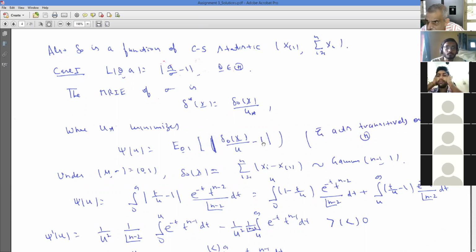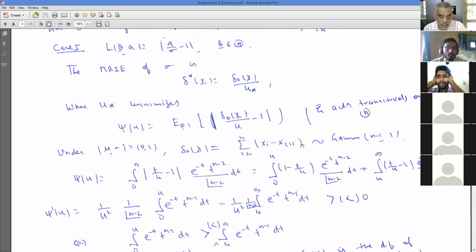Is that okay? Since G bar acts transitively on this, you can take mu to be 0 and sigma to be 1, right? Yes, sir. So now I have to just minimize this quantity. For that, I need to know the distribution of delta naught x. From your earlier course, you must have seen that delta naught x has a gamma distribution with n minus 1 as a shape parameter and scale parameter as 1, because sigma is given to be 1. Is that okay?